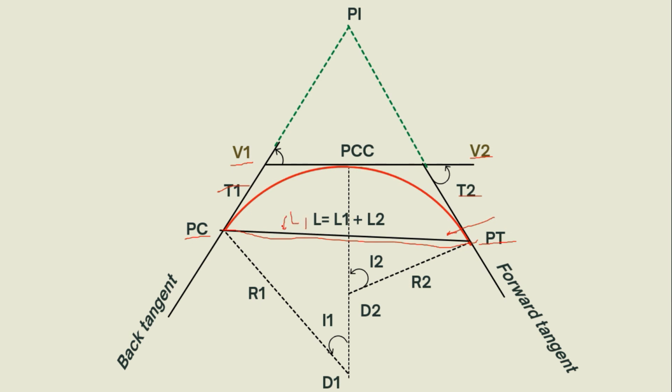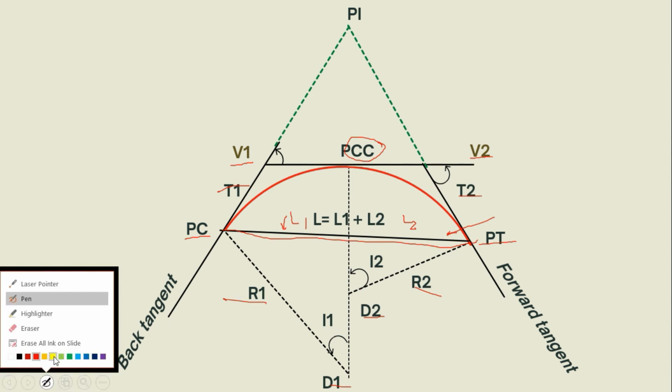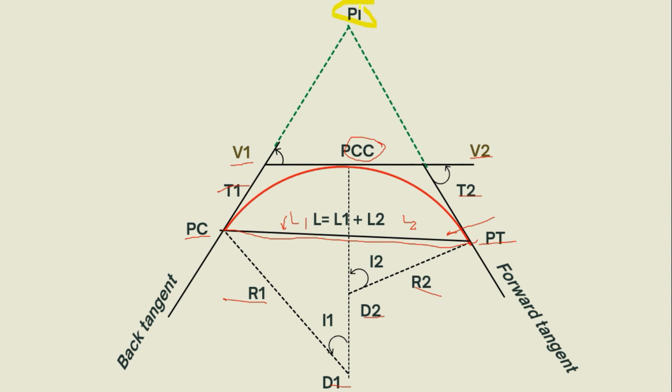And this is the PCC, which stands for point of compound curve. And here, we have the radius 1, radius 2. This is the degree of the curve 1, degree of the curve 2. And it has its point of intersection, which is here. If we extend this tangent line, the back tangent line and the forward tangent line, it forms a point of intersection in this part. This angle is the I1, I2. Take note that the angle here and here is the same as this angle here as well.